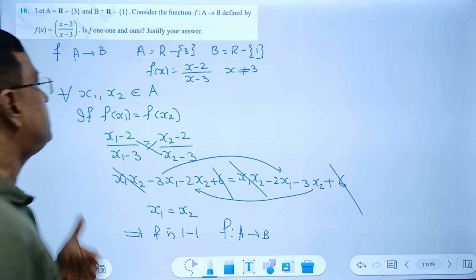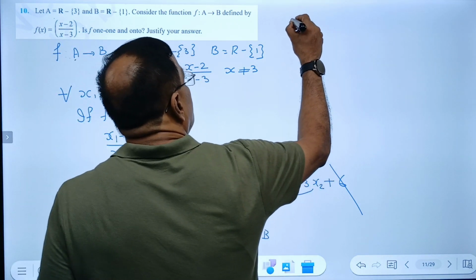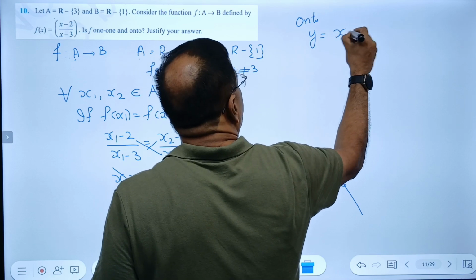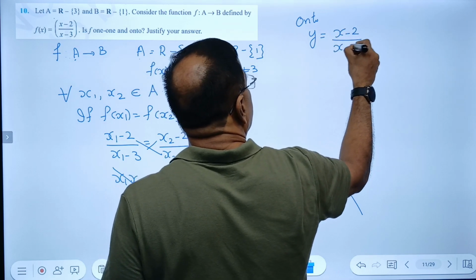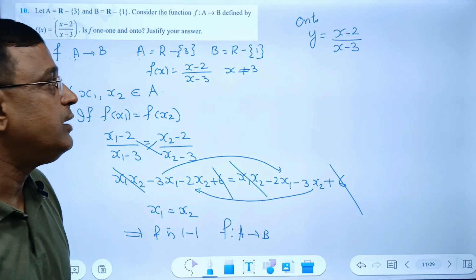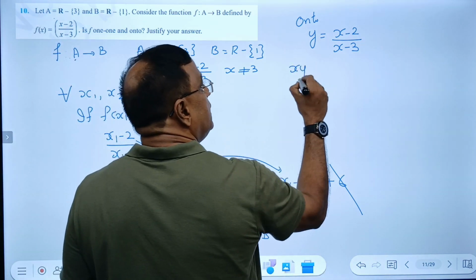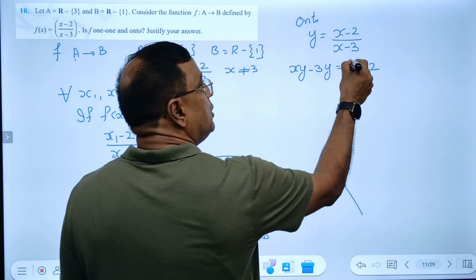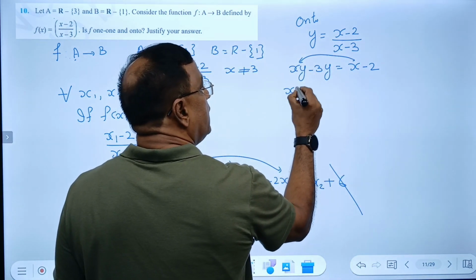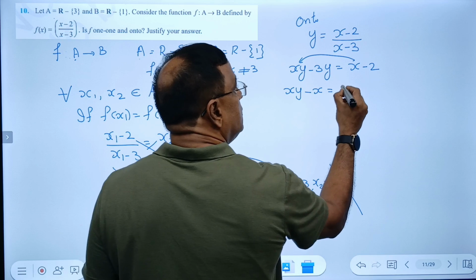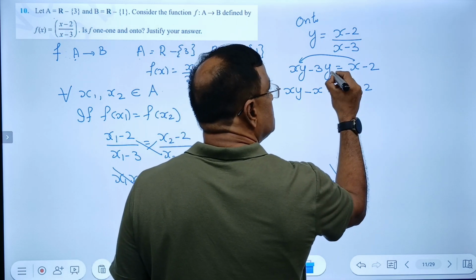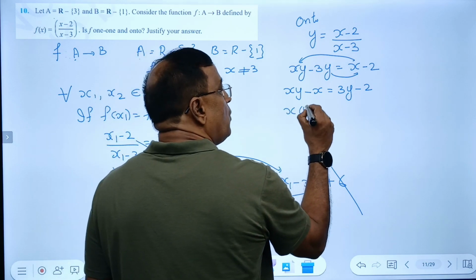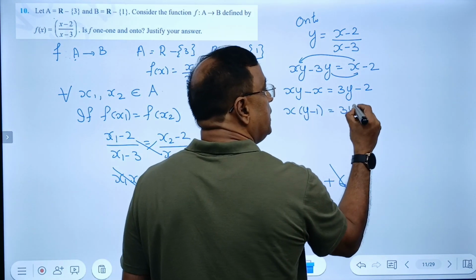Perfect. Now check whether it is onto. For onto, what do you do? You try to find x in terms of y. How do I find x in terms of y? Cross multiply: xy minus 3y equals x minus 2. Now take the x terms together: xy minus x equals 3y minus 2. I took this 3y to that side. So x is common, I get x times (y minus 1) equals 3y minus 2.